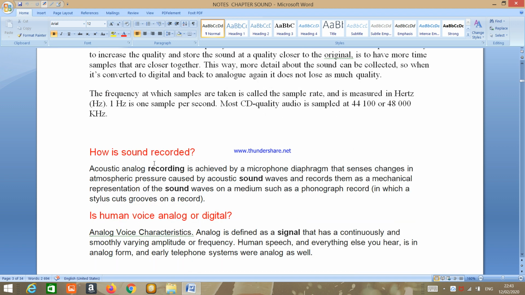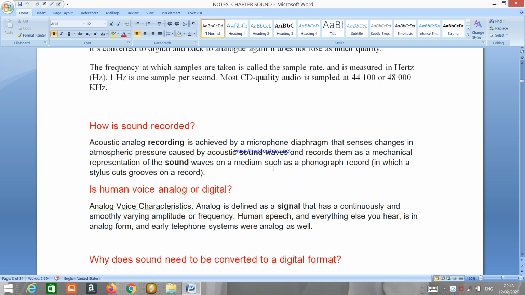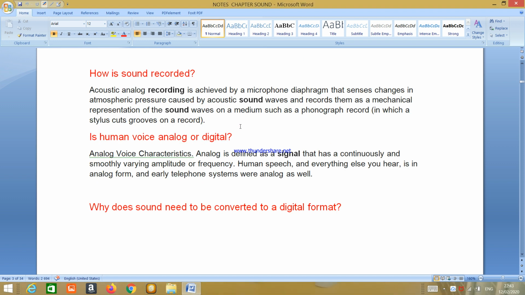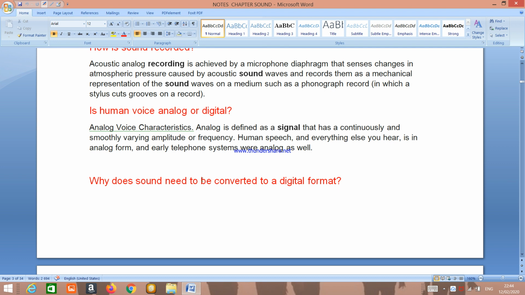And how is a sound recorded? Normally sound is in analog form. We use a microphone, and we record these signals as a sound wave, an analog wave. Analog signal means continuously variable. They are smooth curves. This is how human voice in its natural form is in analog form.